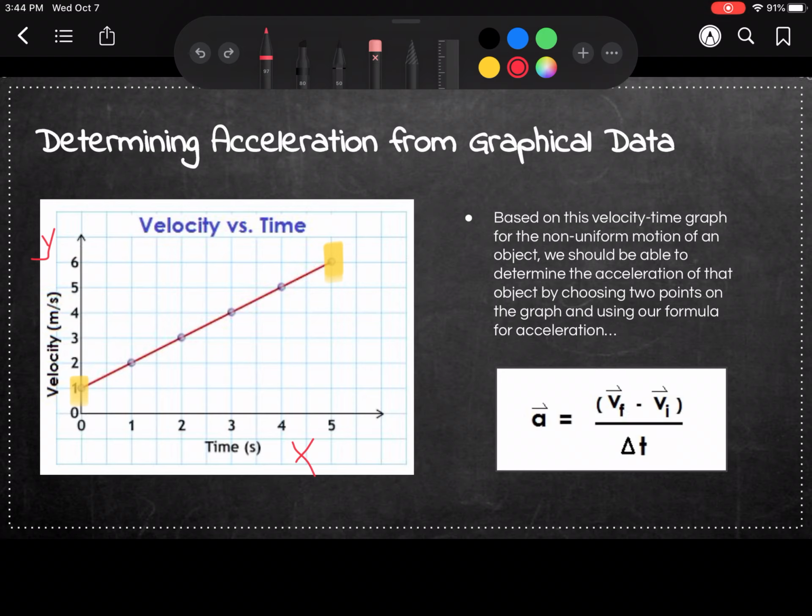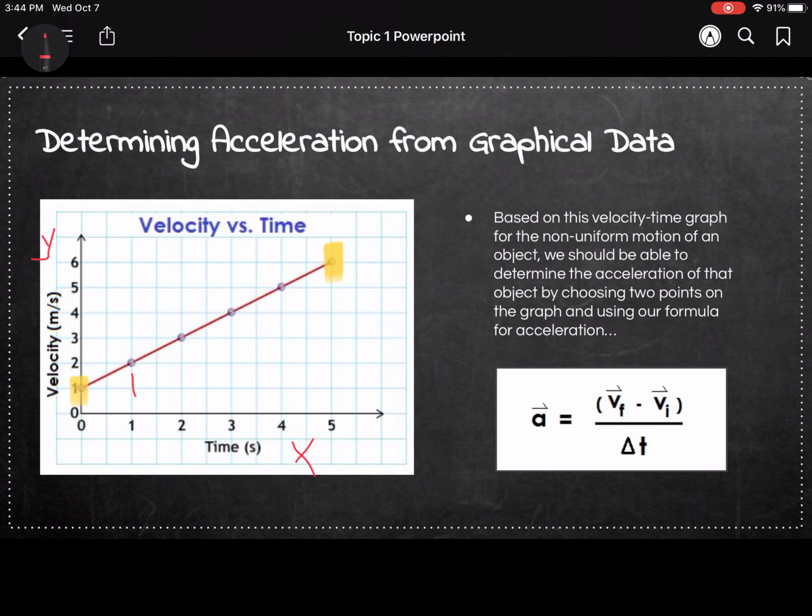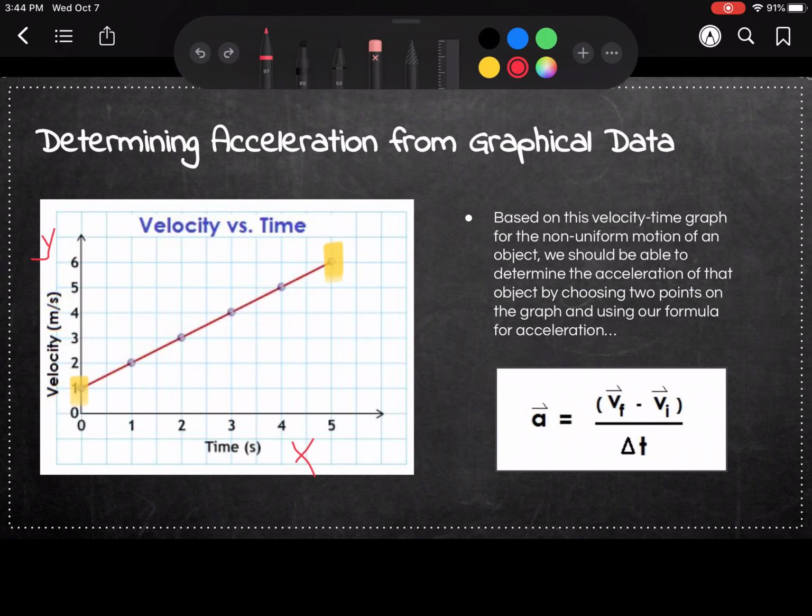So I'm going to figure out what the velocity and time is. So the velocity, the y of this one, is 1, and the time is 0. I guess it's better if I write it like this.